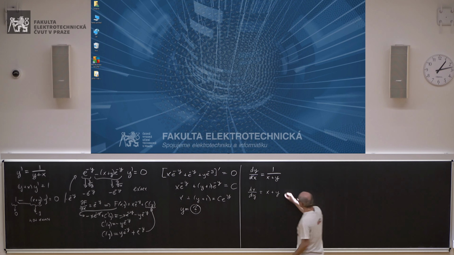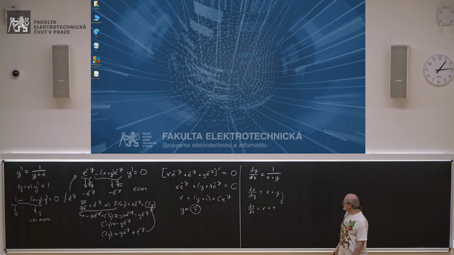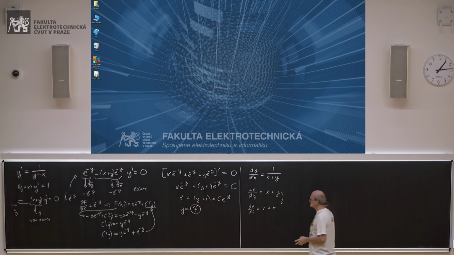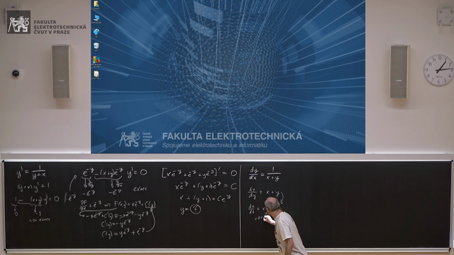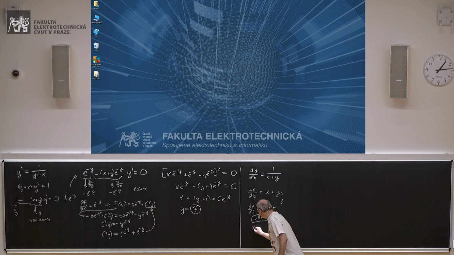If you feel uneasy, it may be actually better to use another variable instead of y, because we are used to y being the function. So let's say this one, dx over dt is equal to x plus t. That's a very nice differential equation. It's a first-order differential equation. It's not separable, but it can be solved by variation. And in fact, that's one of the examples that we do when we are learning variation. So we should be able to write down the answer.